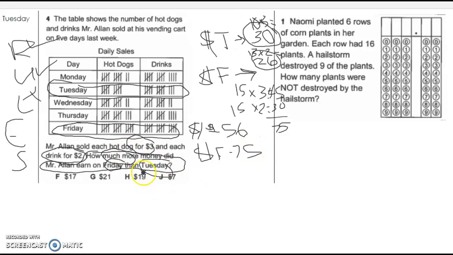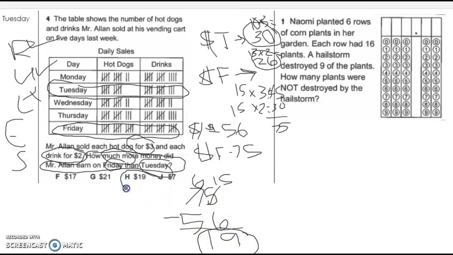So now I want to know how much more. So all I'm going to do is subtract those two numbers. Now when I subtract, I want to make sure my largest number is on top. 5 minus 6, we can't do that, so I need to regroup. 15 minus 6 is 9. 6 minus 5 is 1. So he made $19 more on Friday than he did on Tuesday.